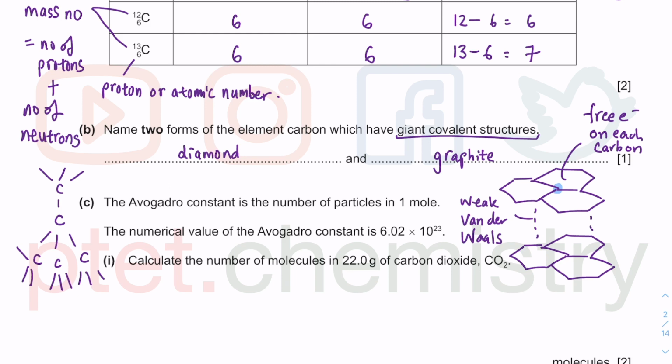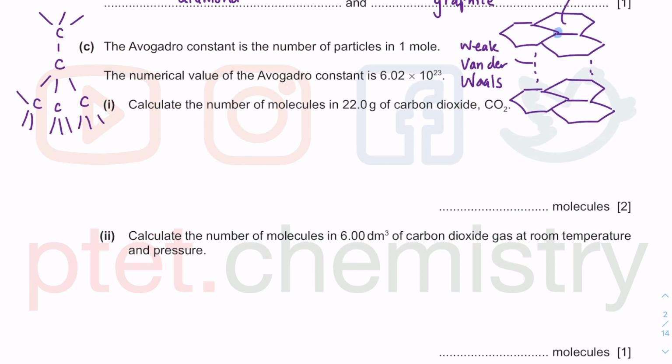We also have many of these strong covalent bonds. Because of the giant covalent structures, we need to break the many strong covalent bonds in order to melt or boil giant covalent structures. None of the questions here are asking about structure and bonding. This is about the Avogadro constant.